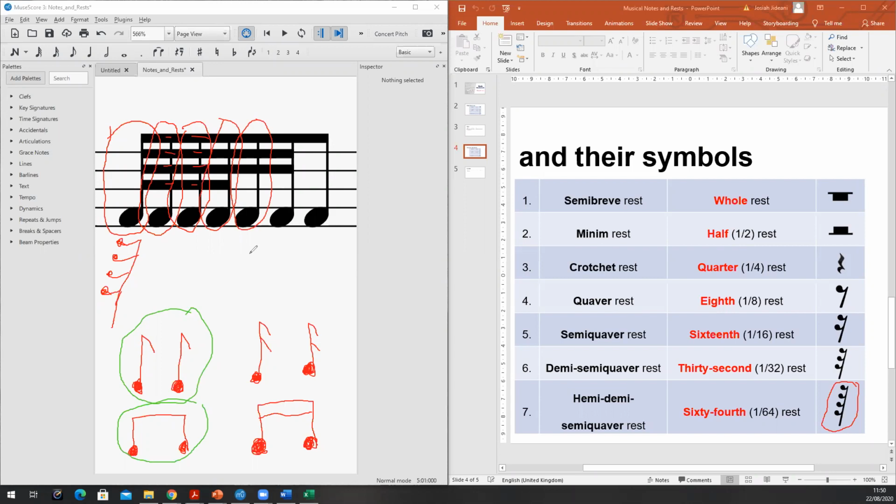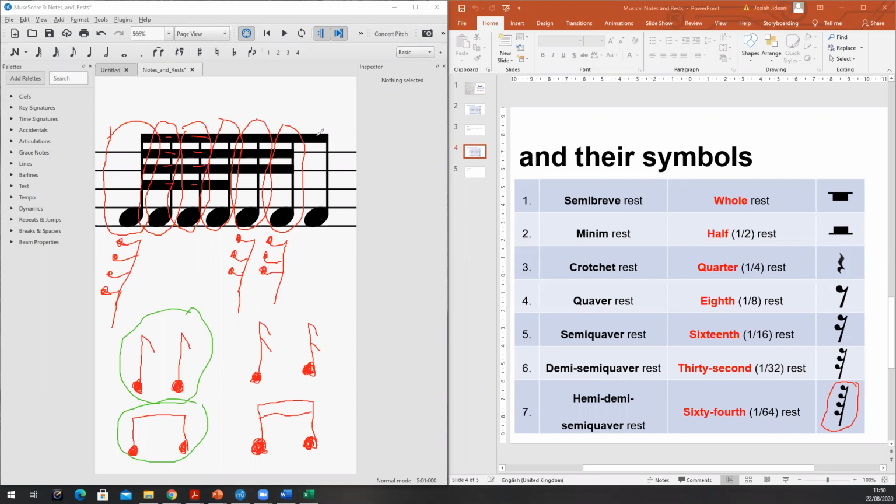Demi-semiquaver. It's a demi-semiquaver. Correct. And its equivalent rest, it's a demi-semiquaver rest. 3 beams or 3 flags. All right. Dunsin, what is this one? It's also a demi-semiquaver note. Thank you. It's a demi-semiquaver note, and the equivalent rest is a demi-semiquaver rest.